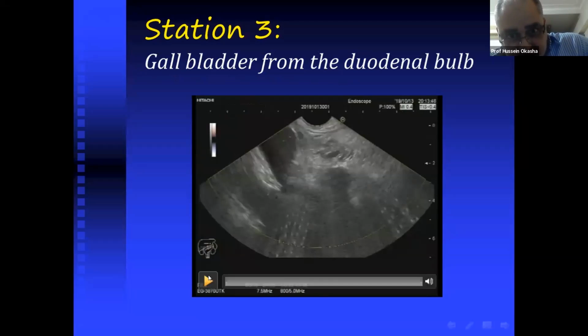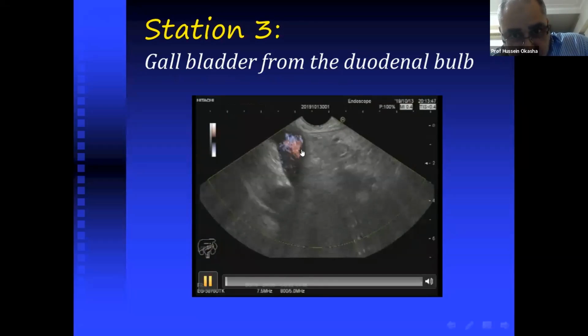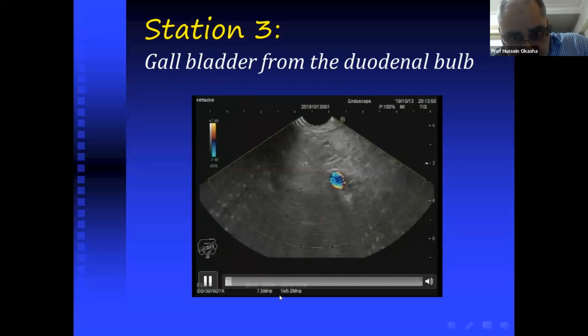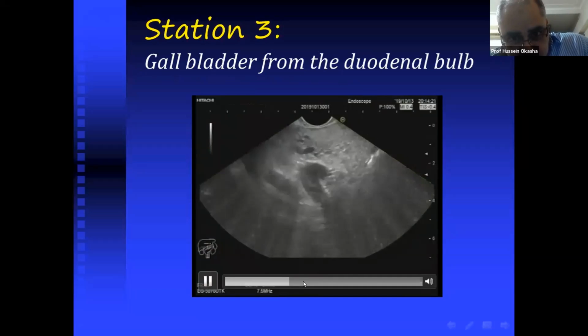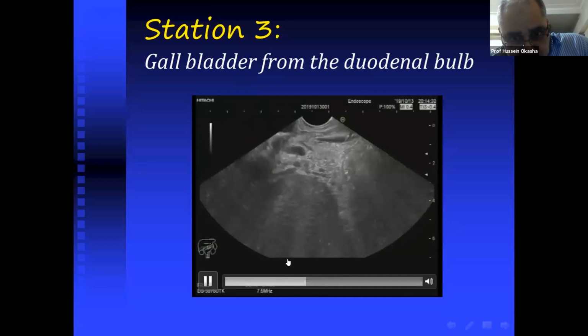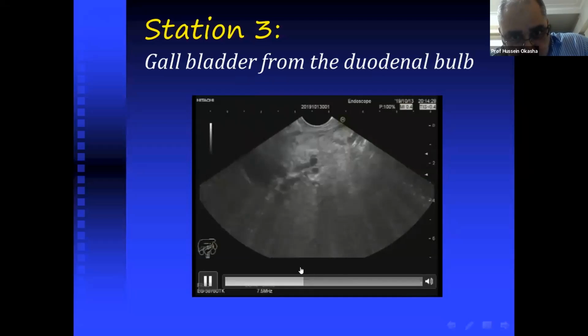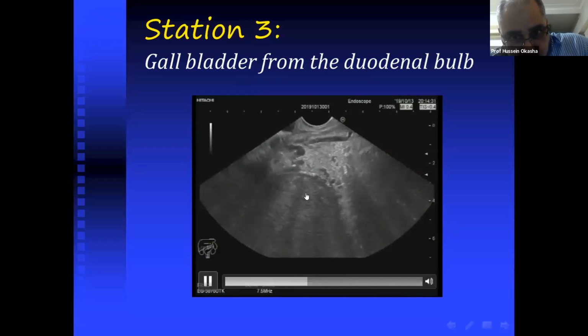Let us see this video. This is here the aorta and major vessels. Yes, here the pancreatic head. And this is, yes, this is the venous confluence here, and more anti-clockwise, I can see part of the liver.